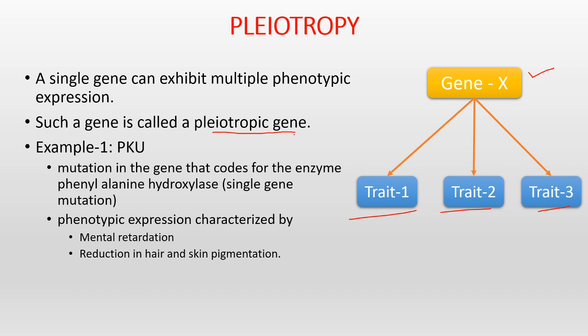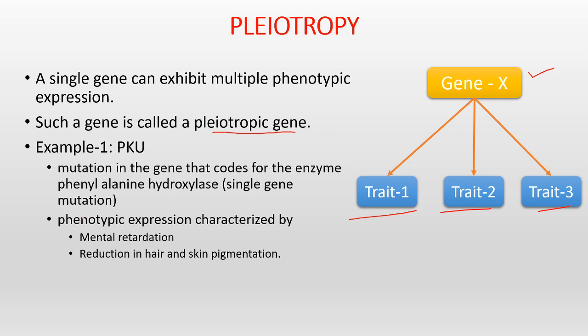One of the examples that you have to understand based on your textbook is the disease PKU, or phenylketonuria. You're going to learn about it in detail at a later point of time when we talk about disorders or diseases. What happens here is a mutation in the gene that codes for the enzyme phenylalanine hydroxylase. A single mutation in this leads to PKU. So because of a change in a single gene, it leads to more than one phenotypic expression.